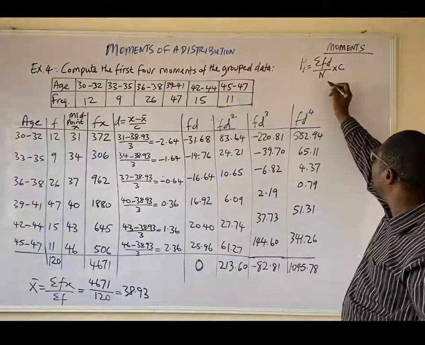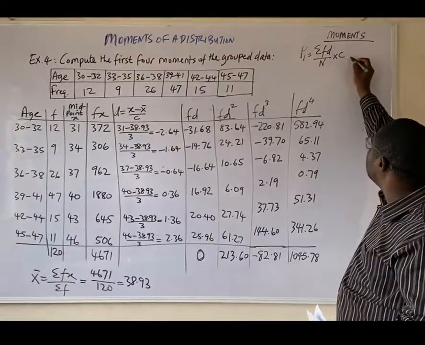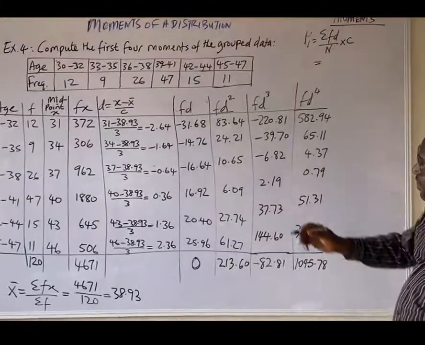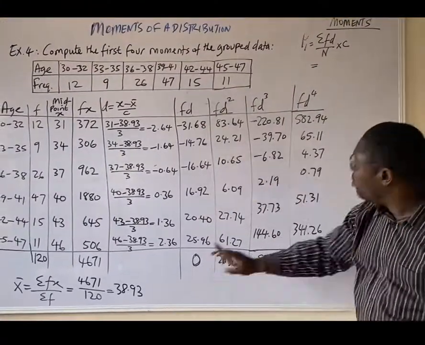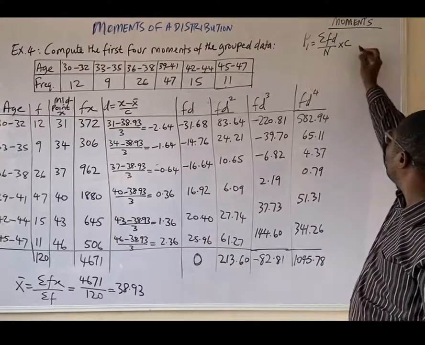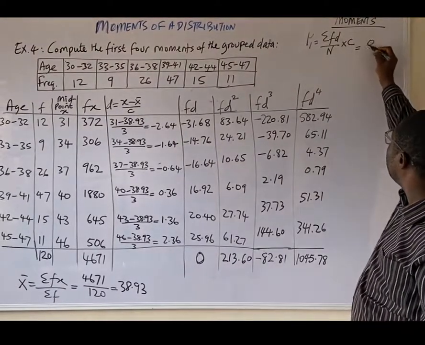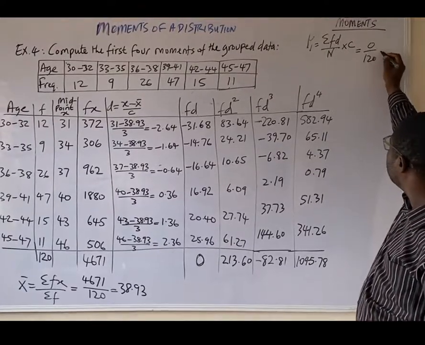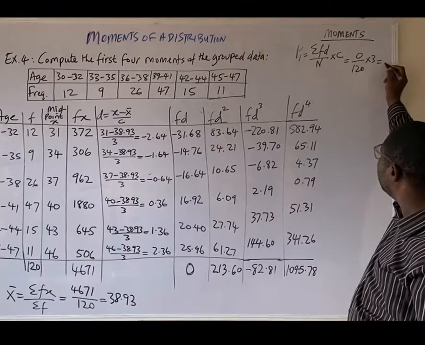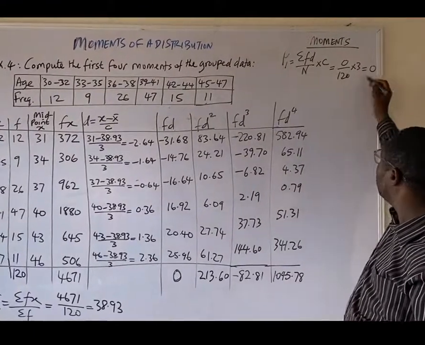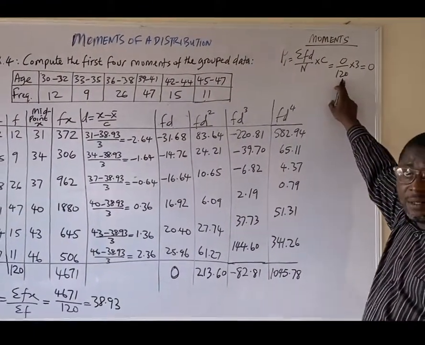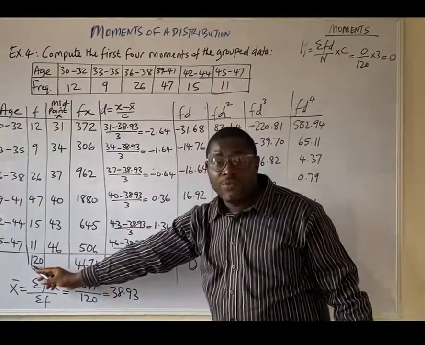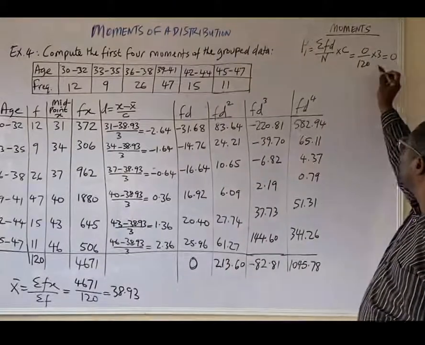So what will that give us? Let me write it here. What is summation FD? Summation FD is 0. So we have 0 all over, what's our n? 120 times 3 will give us 0. Remember, n is the sum of our frequency, so that gives us 0.